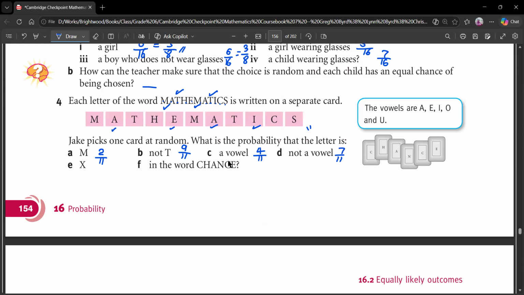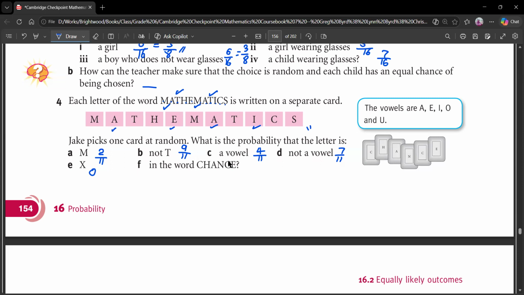Clear? X. Can you see any X? Any X? No, there are no X. So the probability is 0. If there are no X, the probability is 0.